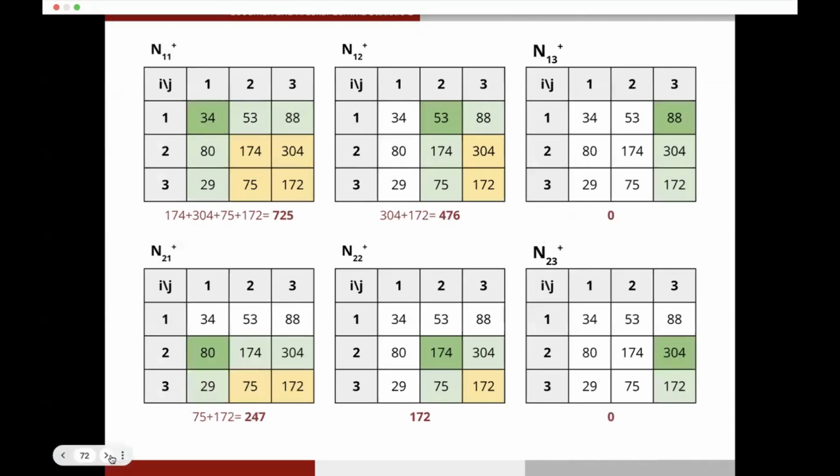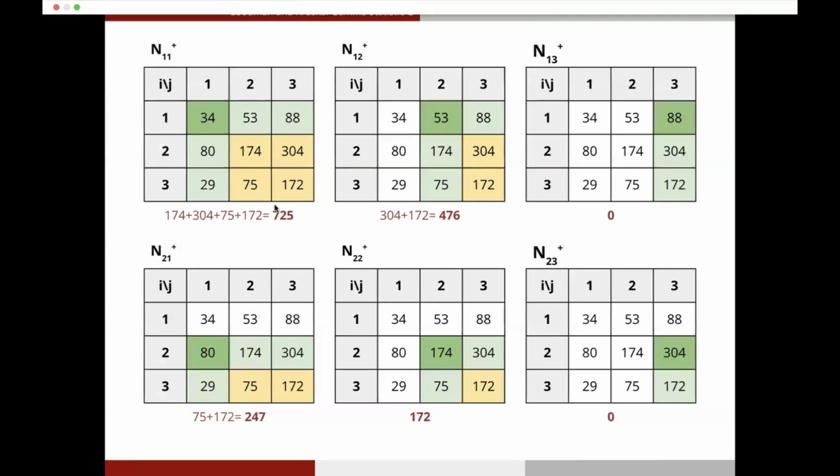For those who might ask paano nakuha yung values doon, ito ang ating step-by-step procedure. Recall natin na to get Nij plus, we'll have to look at the values at the right side and at the bottom of the corresponding ijth cell. So for N11 plus, ang ating N11 is 34. Titingnan natin itong values na highlighted in yellow, sila yung nasa right side and bottom ng 34. So we have 174, 304, 75, and 172. Kunin natin yung sum nila. This will give us 725.